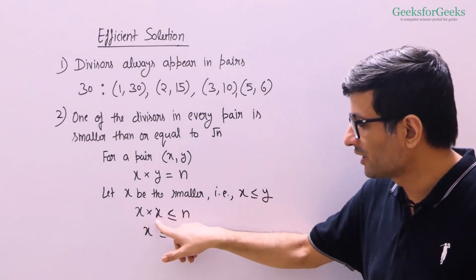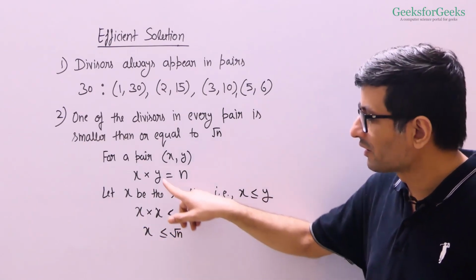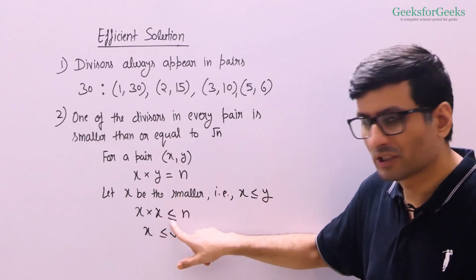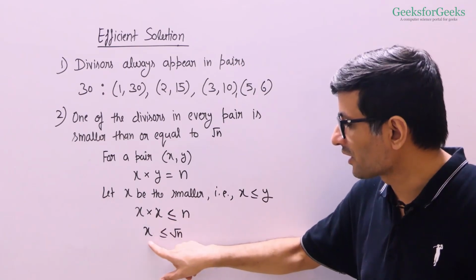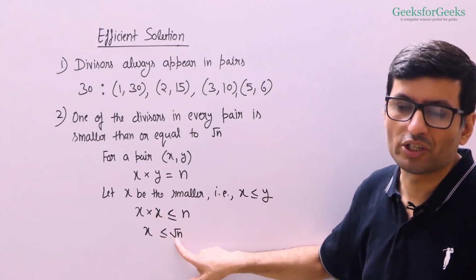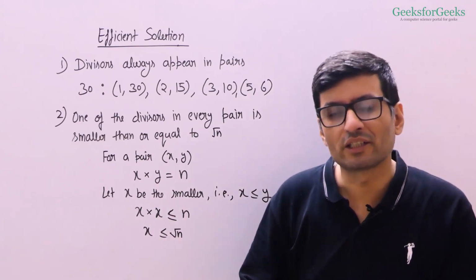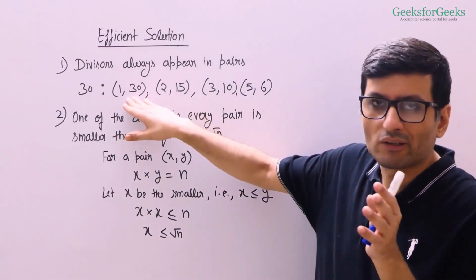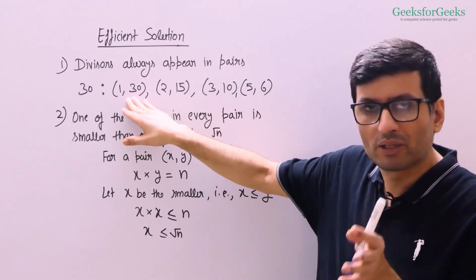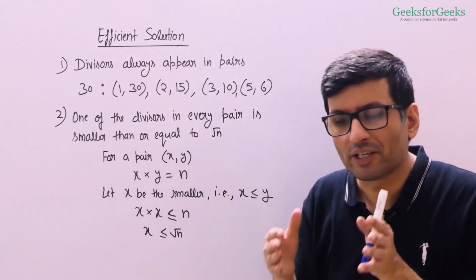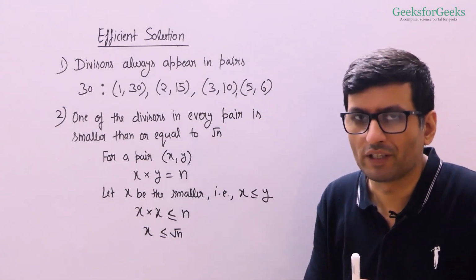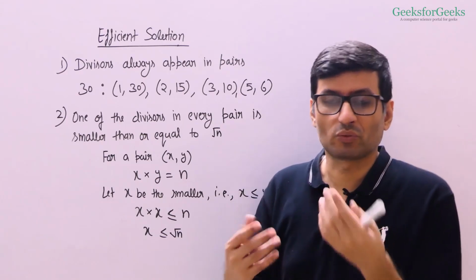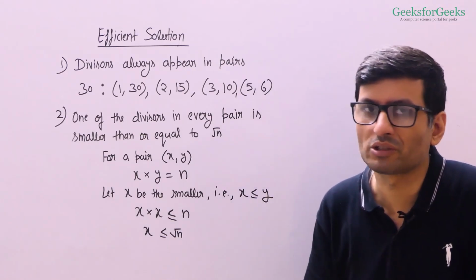Then we can write x into x is smaller than or equal to n. So I have replaced y with a number which is smaller than or equal to y, so I have to put this sign, right? From this I can conclude x is smaller than or equal to square root of n. So we can say there is always a divisor which is smaller than or equal to square root of n among all the pairs. What it means is, if I traverse from 1 to square root of n, I will find at least one divisor in every pair, because one divisor has to be smaller than or equal to square root of n.